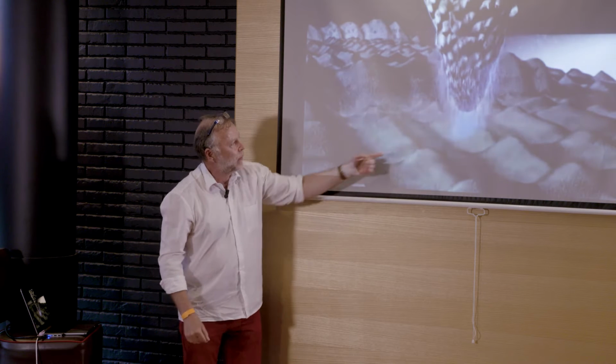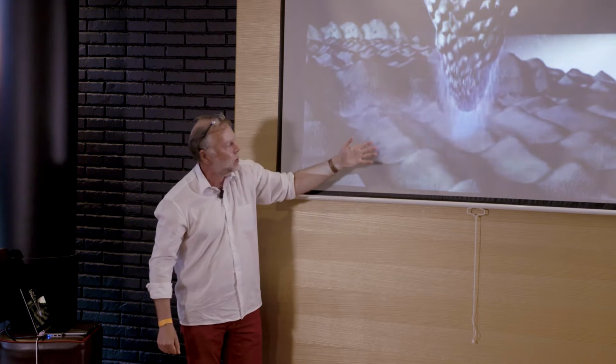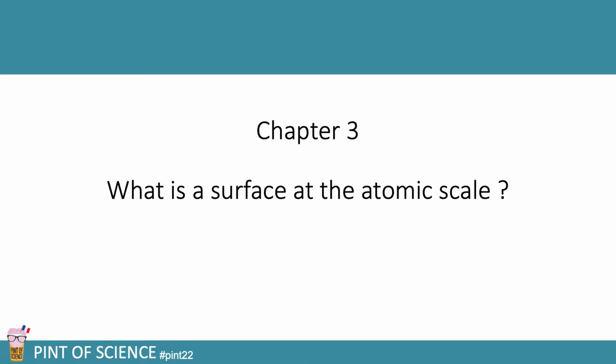Maybe, but is it sure that this thing exists? Is it really a surface? What is it composed of? What kind of atoms? The next point is what is the surface at the atomic scale. So here we come back to the surface of gold.